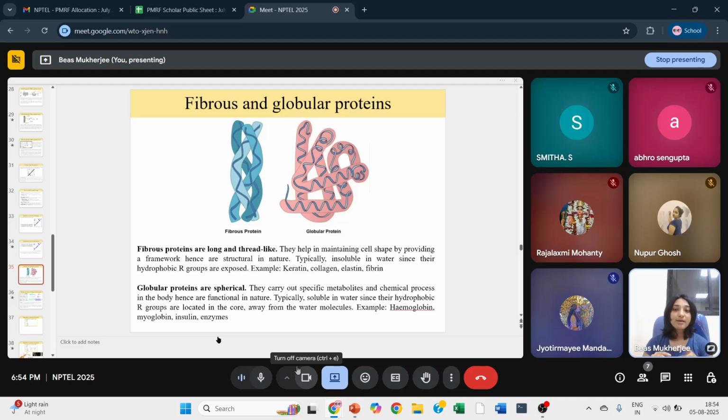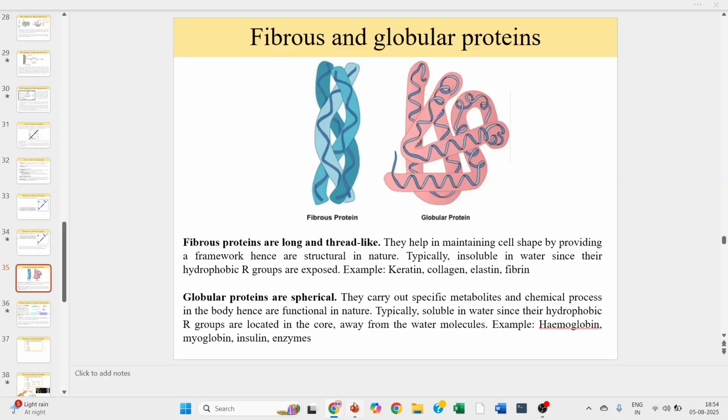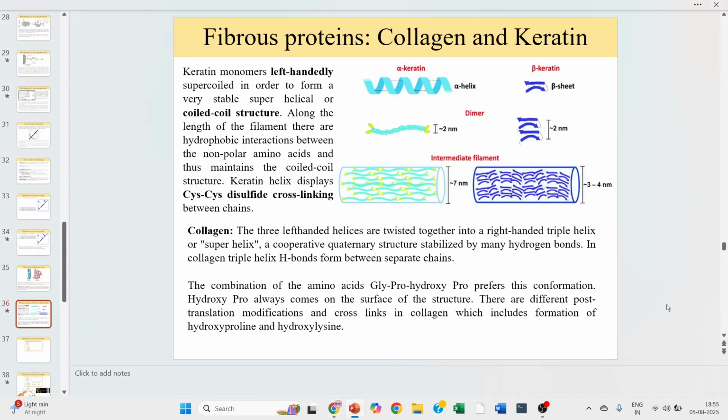Globular proteins are soluble in water because their hydrophobic R groups are located in the center. That is why the outer side is hydrophilic, right? Examples: hemoglobin, myoglobin, insulin, etc. They are very important for the different metabolic and chemical processes in our body.